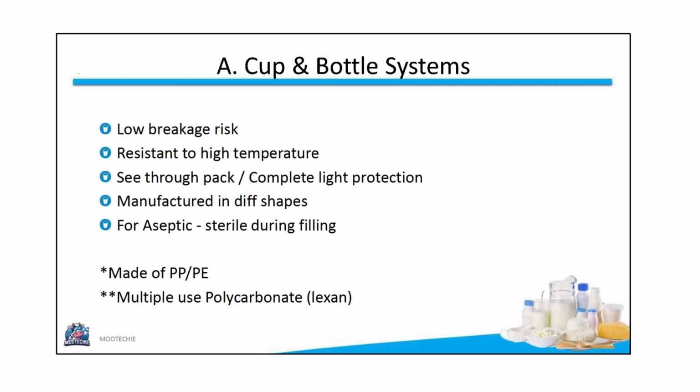Now let's explore cup and bottle systems in more detail. These systems offer several advantages. They have a low risk of breakage and are resistant to high temperatures. The packaging can be designed to be see-through or to provide complete light protection. They are manufactured in many different shapes. Most importantly, for aseptic applications, they remain sterile during the filling process. These containers are typically made of materials like PP, which is polypropylene, or PE, polyethylene. For multiple uses, a material called polycarbonate, also known by the brand name Lexan, is often used.